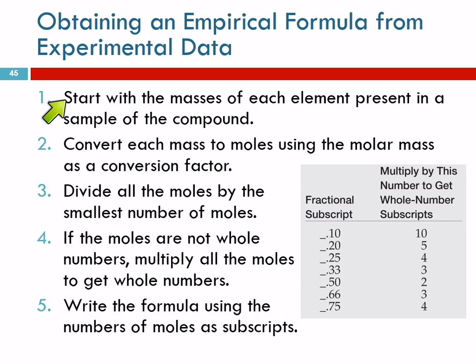You're going to start with the masses of each element. You're going to convert the masses to moles. These are elements. You just grab the molar masses off the periodic table. Not a big deal. We want to get the lowest ratio, so we're going to identify which number of moles is the smallest. And we're going to divide everything by the smallest. At that point, you might end up with whole numbers. Then you do a happy dance and write the formula. If the numbers of moles aren't whole numbers, then you have to multiply them to get whole numbers.